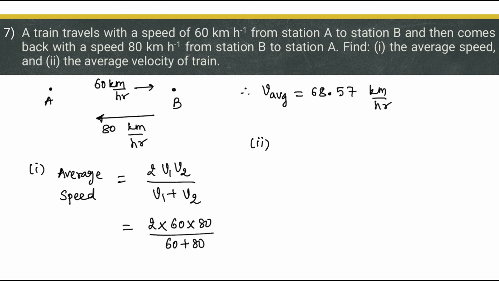And to find out the average velocity, total displacement upon total time. But since total displacement here is 0, as the train starts from station A and comes back to station A, so displacement is 0. That is why the average velocity of the train is 0.